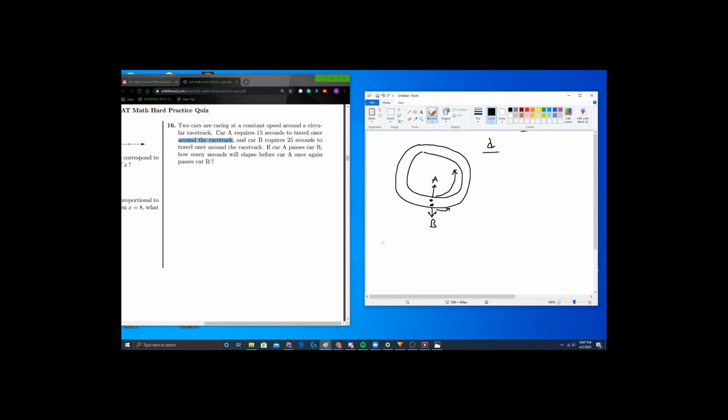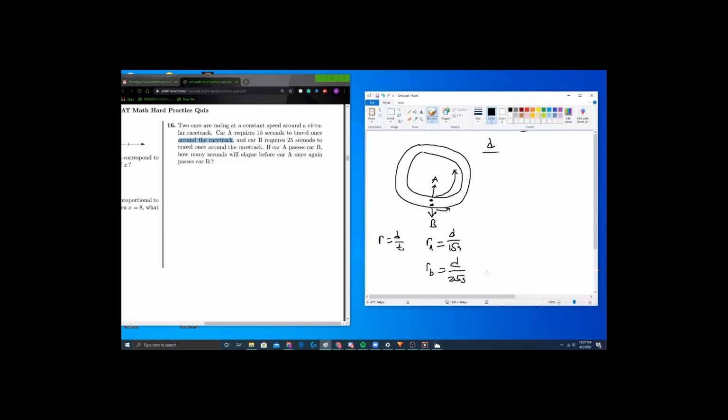So rate is equal to distance over time. Let's do R of A. Our distance is D. Very creative, we're just labeling it D. Then the amount of time is 15 seconds. Meanwhile, R of B is equal to D, the racetrack length we arbitrarily called D, over 25 seconds.